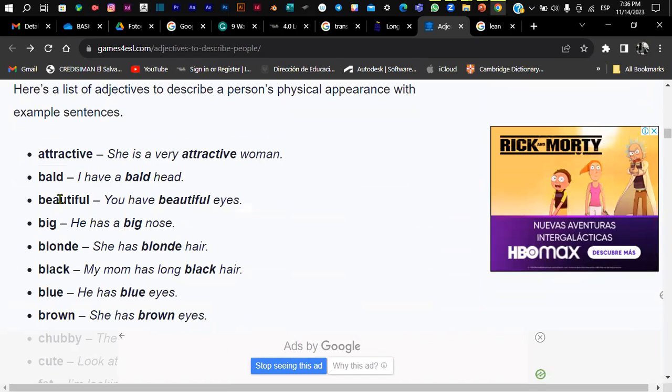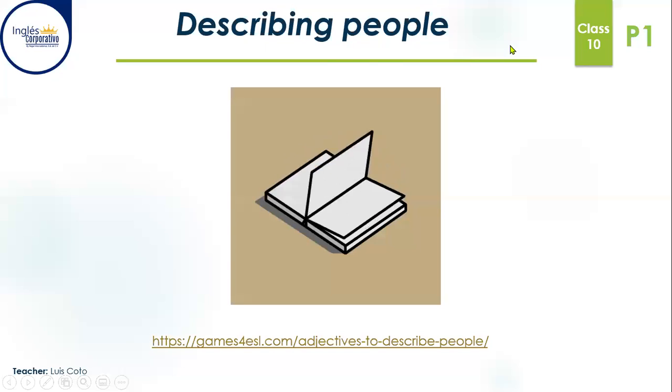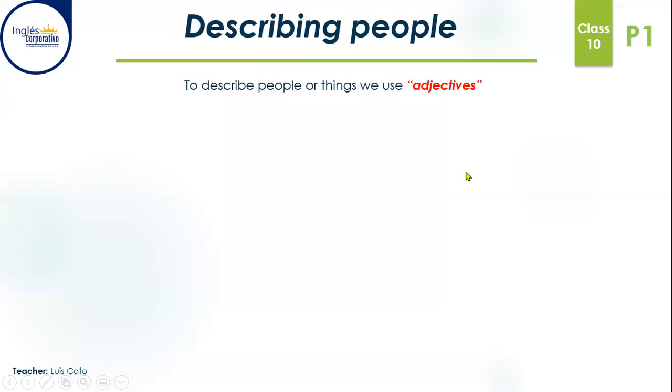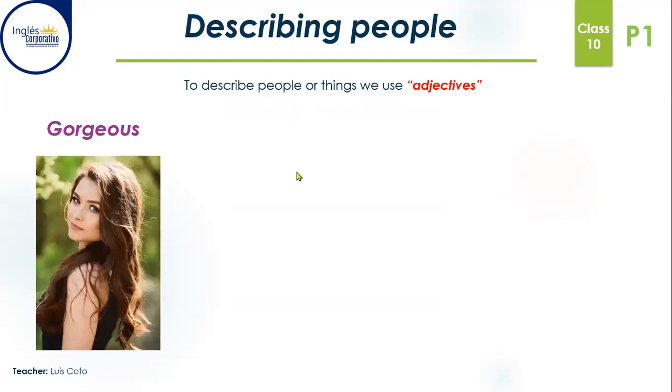They are the ones that you can use to describe people. Correct. Next, to describe people or things, we use adjectives, correct. The ones that we saw, los que vimos. Example, let's check. Adjective.